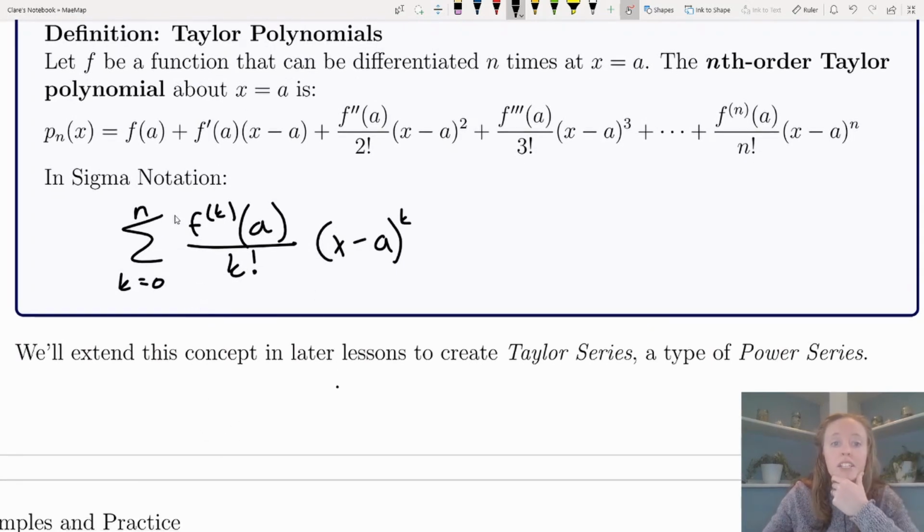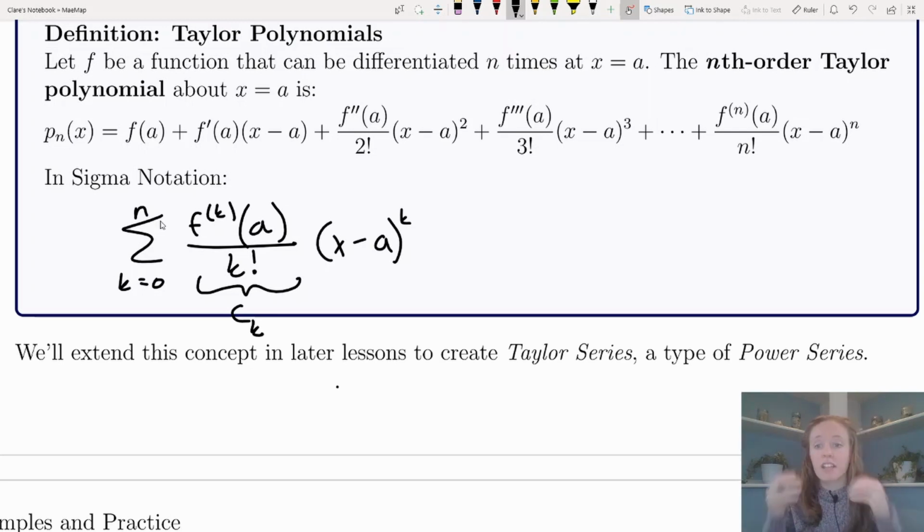And if you notice, if we were to rewrite this as opposed to going to n, we went to infinity, this is like our c sub k term. So if we change this from going to some value of n and went up to infinity, then this would be known as a Taylor series as opposed to some nth order Taylor polynomial. It would be known as a Taylor series, which is a specific type of power series.